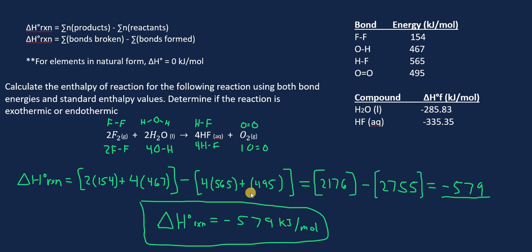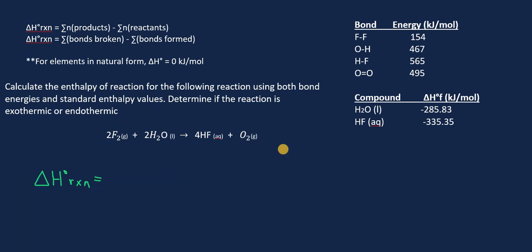So now that we've calculated this using the bond energies, let's calculate the enthalpy of reaction using the standard enthalpies of formation. For that, we're going to look at this first equation up here, and we're going to focus on the numbers coming from the second chart down here.